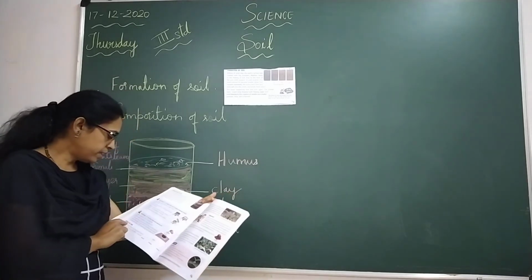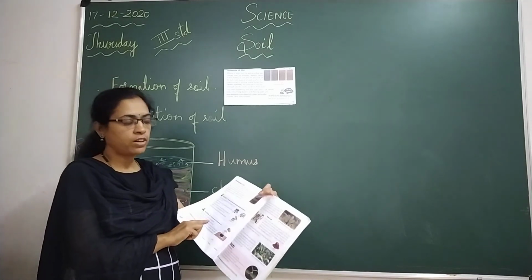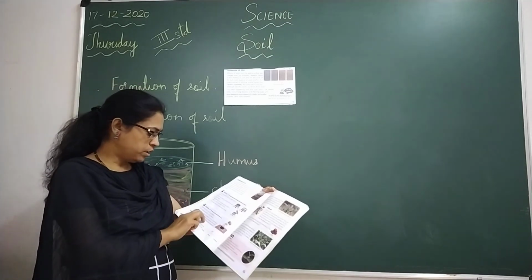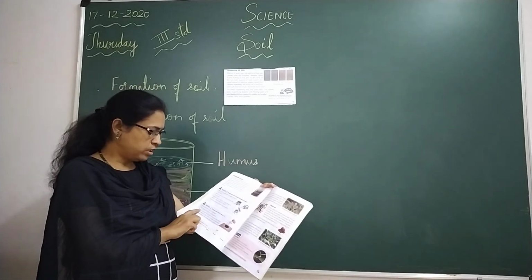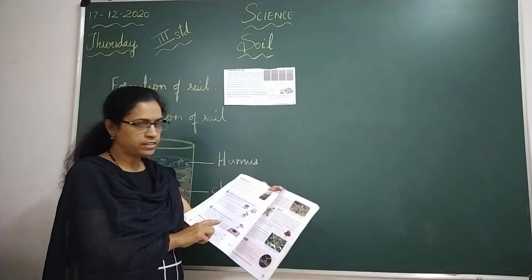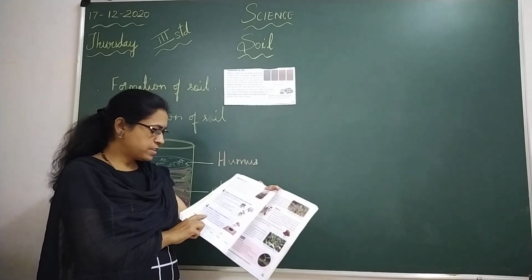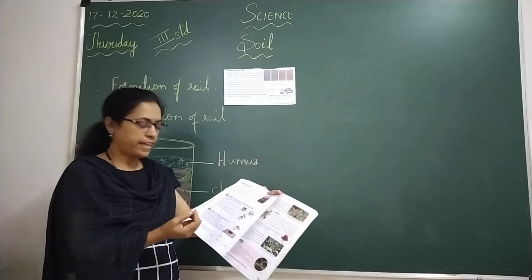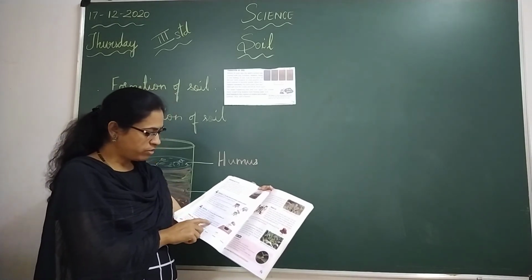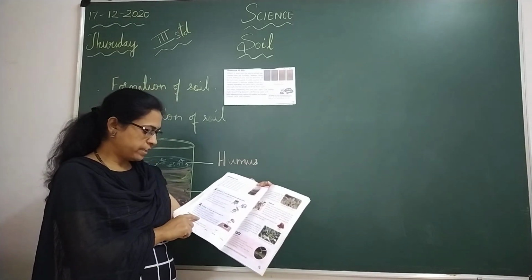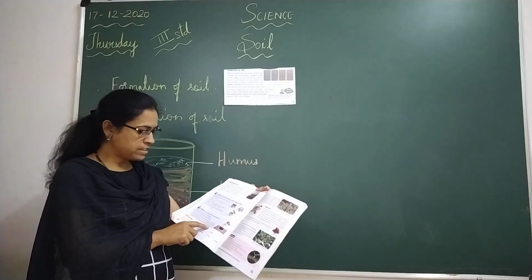Another activity is to show that soil contains air. Take some dry soil in a container. Pour water carefully in the container. You will see some air bubbles coming out from the soil as air escapes in the form of bubbles when water is poured over it. This shows that soil contains air.